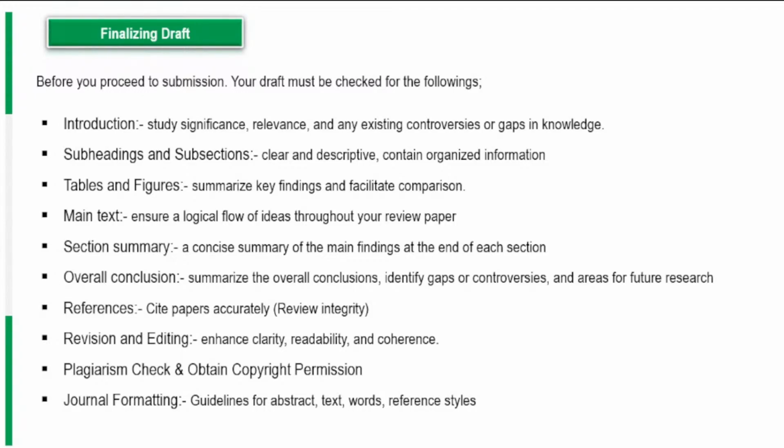Some journals tell you that before you submit your paper, you have to first send an email to one of the editors in chief. So please, you need to check the guidelines of the journal. You format your abstract. There are different abstract formats. You format your text. You format your words. You format your reference styles.